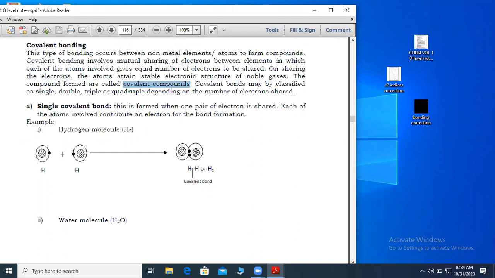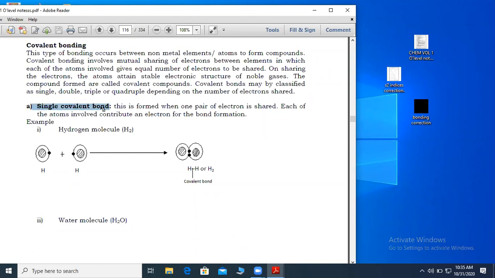So covalent bonds may be classified as single, double, triple, or quadruple bonds, depending on the number of electrons being shared. One bond is formed by 2 electrons. If you have 4 electrons being shared, then there will be 2 bonds. If you have 2 electrons being shared, then there will be 1 what? Bond. So the first example we are going to look at is the single covalent bond.